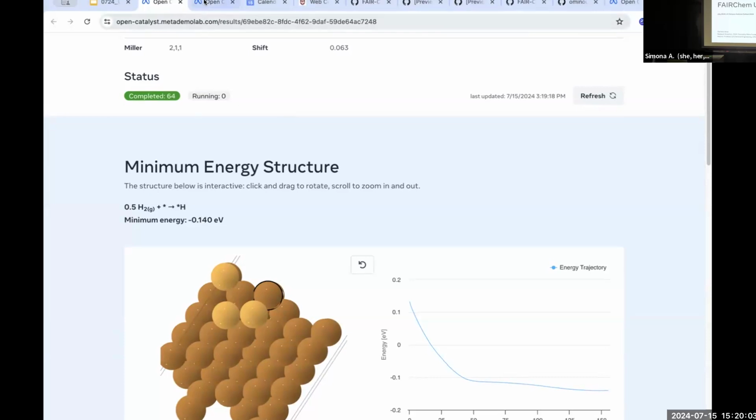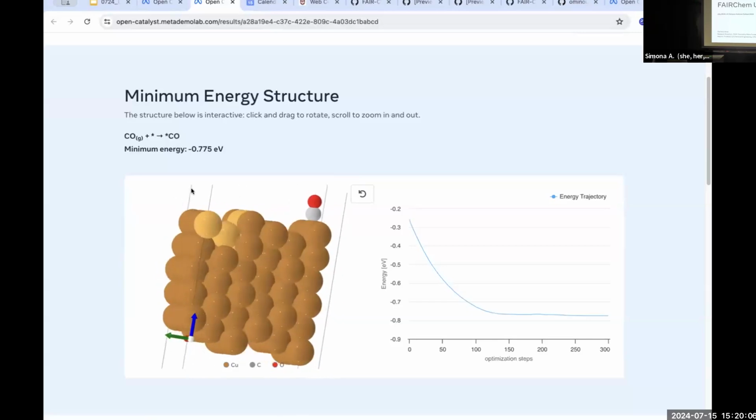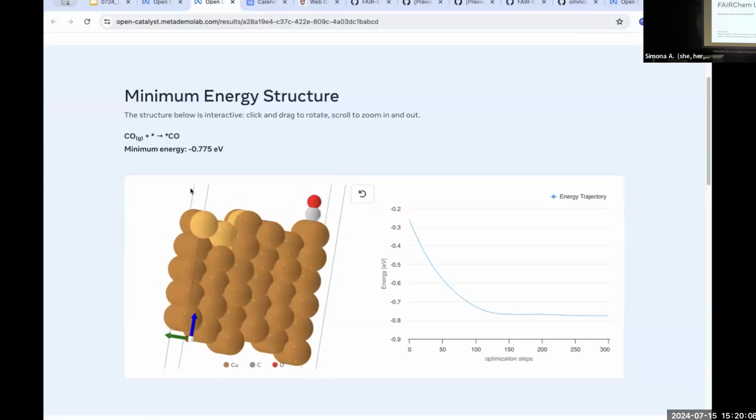CO sitting on a surface is as easy as it gets. There's no internal degrees of freedom. It's going to sit straight up. So let's do one that's a little bit more interesting.